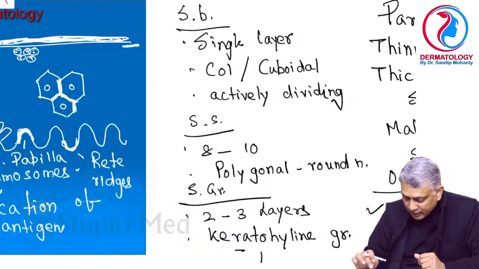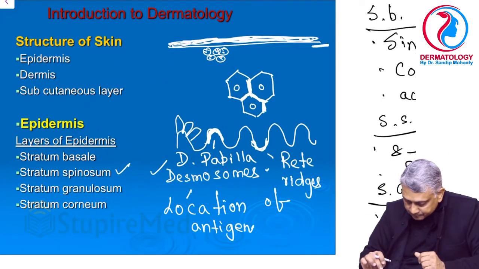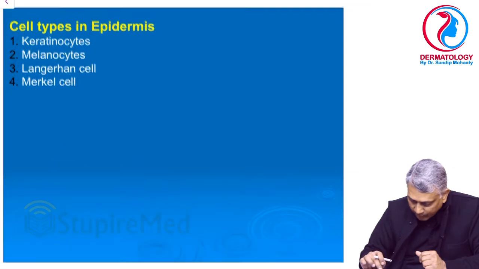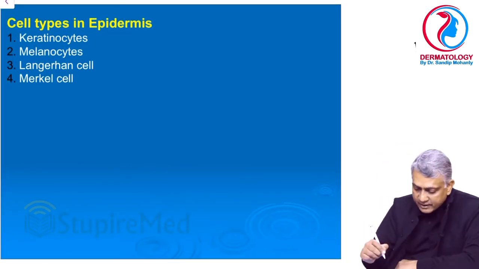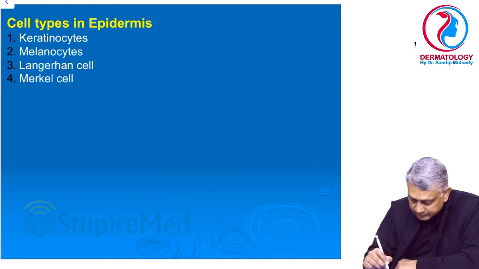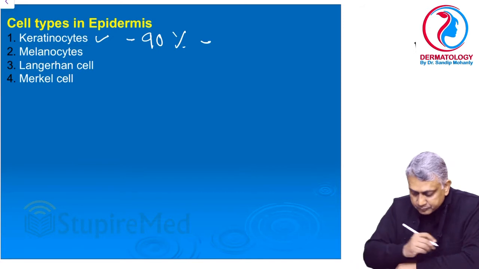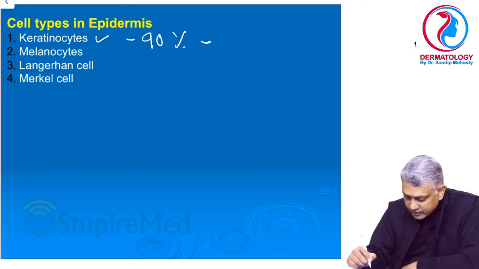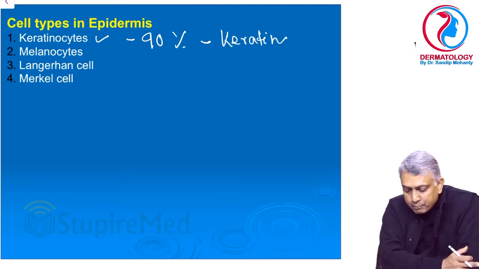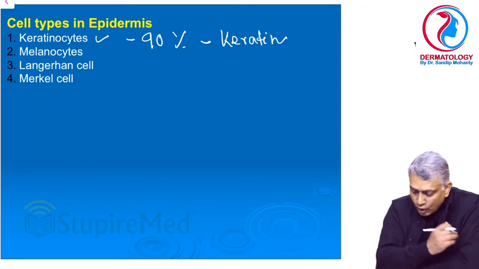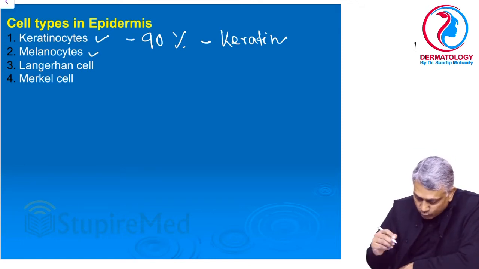What else to know about epidermis? The second thing to know about epidermis, what are the cell types present in the epidermis? The first thing, as you know, keratinocytes. 90% of the cells are keratinocytes, right? And it produces keratin. Then the second important cell is melanocytes. What are the things to know about melanocytes?